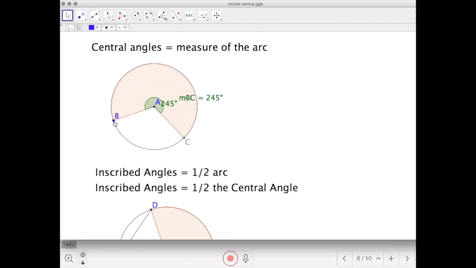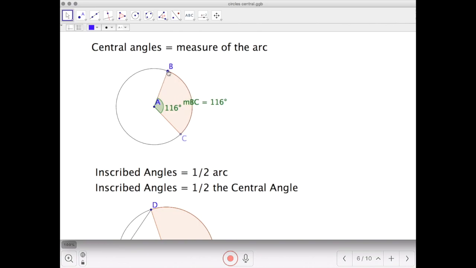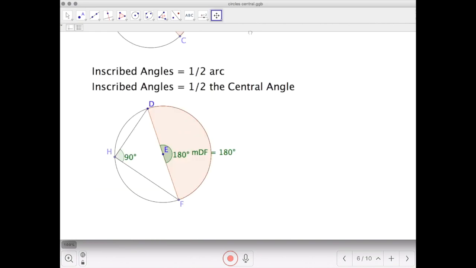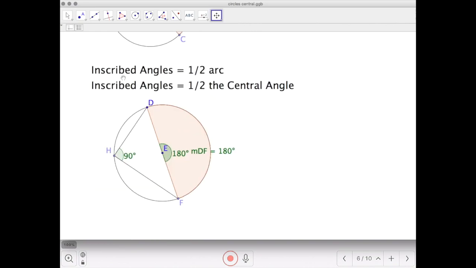And of course, I can open up even more than 180 degrees and get to the point where I get really, really close to 360. Yeah, there we go. And that would be the full circle. So the central angle always matches the degree measure of the arc. The second fact, that the inscribed angles are always equal to half the arc, or the inscribed angles are equal to half the central angle.